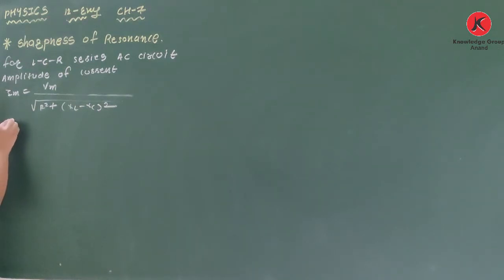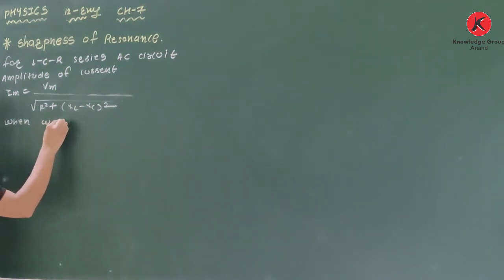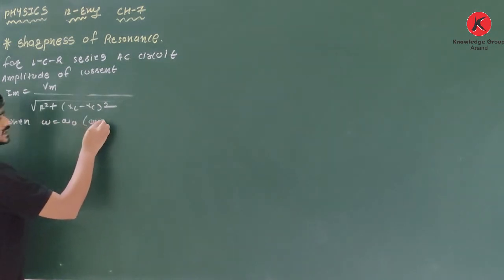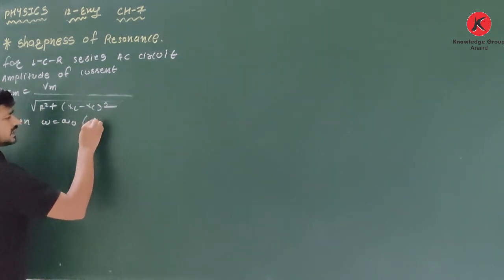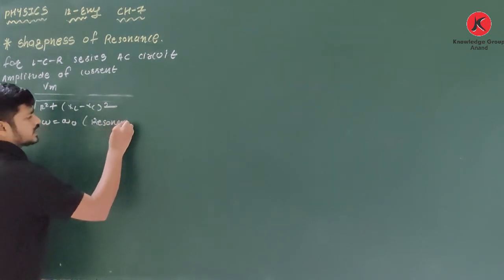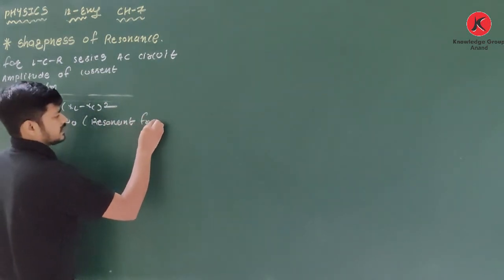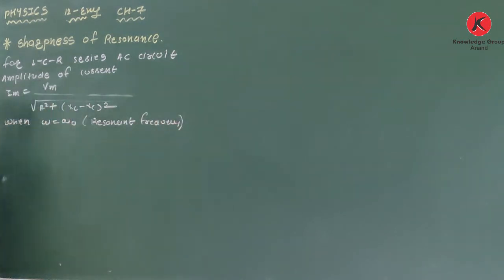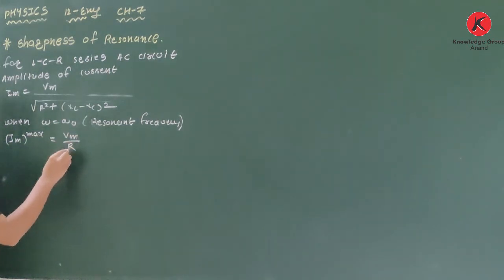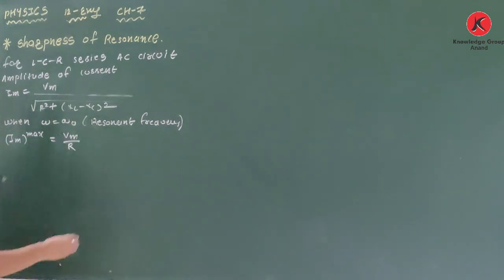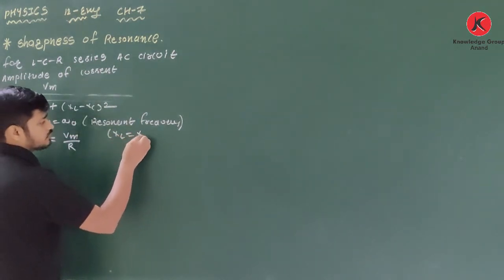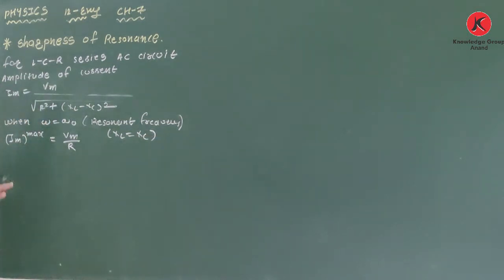Okay, but when omega is equal to omega 0, that is the resonant frequency, this Im becomes Im maximum and is equal to Vm upon R, because when omega is equal to omega 0, we know that XL is equal to XC. Clear? So at frequency omega 0, we will have the maximum value of current.